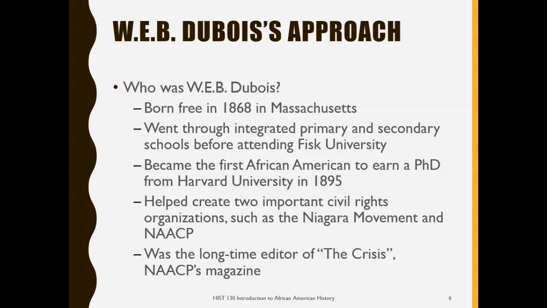So contrary to Booker T. Washington, who was born a slave, Du Bois was born free, and he was not born in the South. He was born in Massachusetts in the North after the Civil War, in 1868. And because he was from a mixed family, he went through integrated primary and secondary schools.